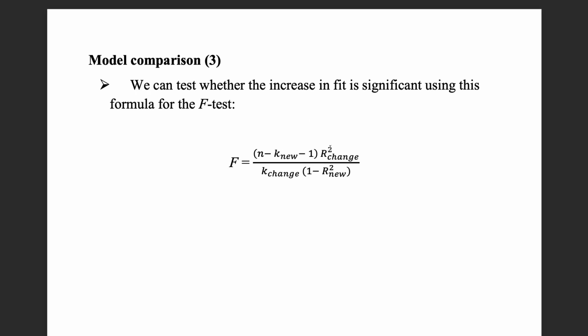R-square we know is the proportion of explained variance, but now we have something new: we have change, we have new. So what does that mean? Let's walk through that step by step. When we're talking about k new, k stands for the number of x variables. And if we're talking about new, we're talking about the new, more complicated model.